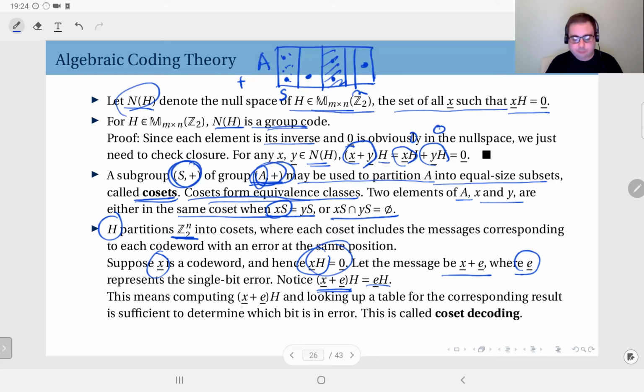So compute (X plus E) times H, because X plus E is your message. Either you read it from your storage or you receive it from your communication channel. You just multiply it with the parity check matrix and you obtain a result. If it is all zeros, great, that's the code word. You just decode it. Or if it is not all zeros, you have a list of all these 8 possible cosets and look for which one it corresponds to. It's as simple as that. This is what we call coset decoding, and this is implemented in real systems.